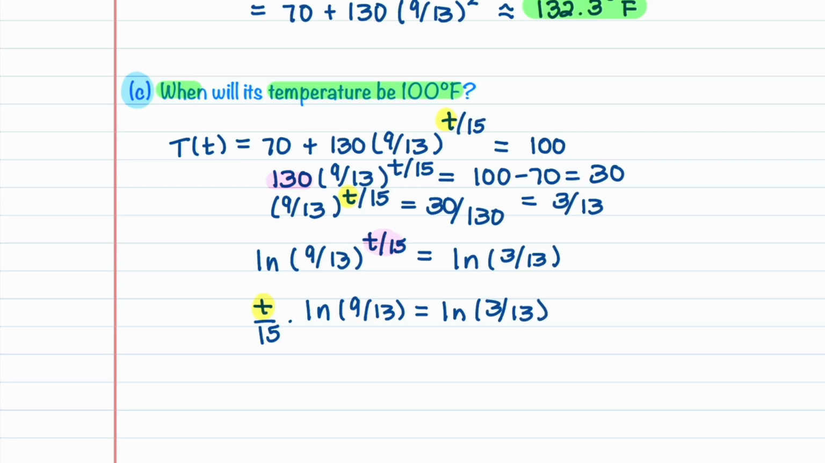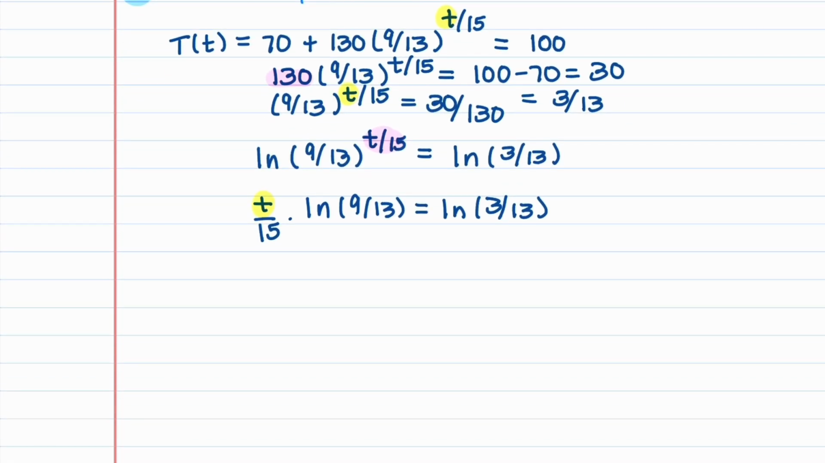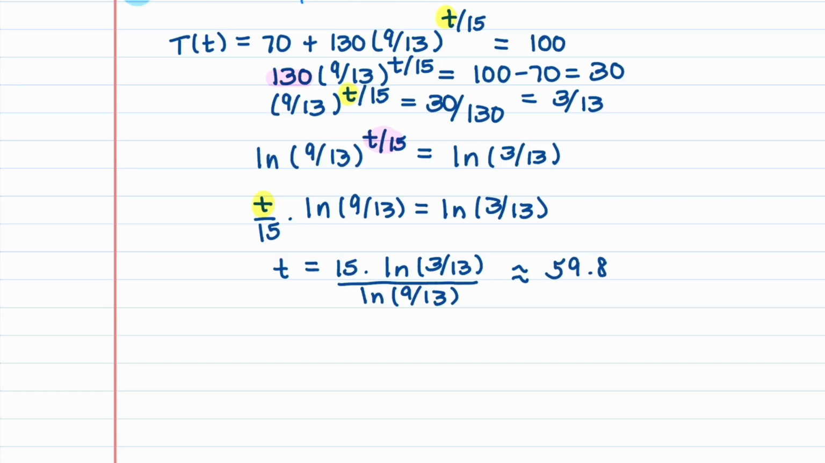And we want to find t, so we are going to multiply by 15 and divide by the natural log of 9 over 13. So we get that t is equal to 15 times natural log 3 over 13, all divided by natural log of 9 over 13. And if you put that in your calculator, you get an answer of approximately 59.8 minutes. This tells us that the temperature of the coffee is going to be 100 degrees in 59.8 minutes.